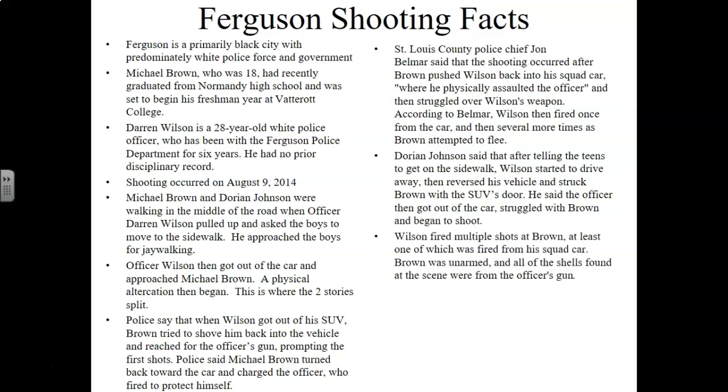Wilson does fire multiple shots at Brown. At least one of them was fired from the squad car. They find that shell casing inside of the car. We know that Michael Brown was unarmed, and all of the shell casings that were fired from the police officer's gun were found at the scene.